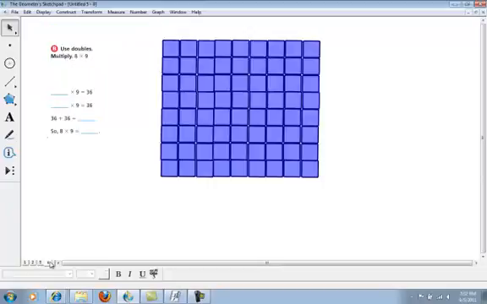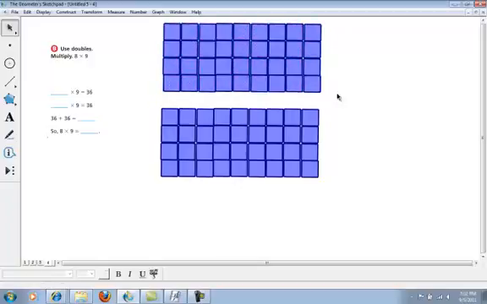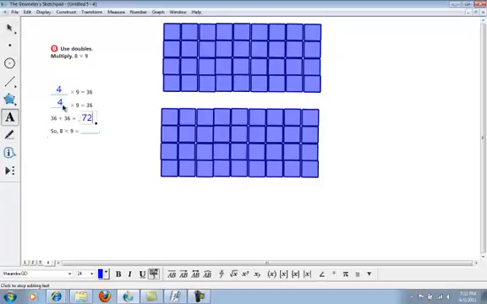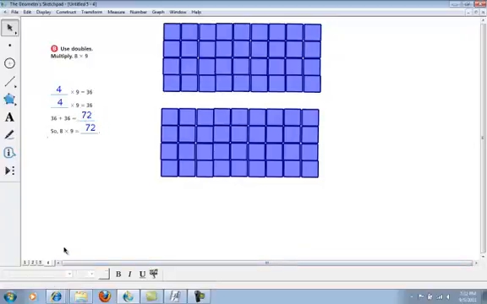Let's look at one other way. Another way to solve multiplication problems is to use doubles. 8 times 9 is a tough multiplication fact. But we know that we can split this array 8 times 9 into two separate arrays that are the same size. We're using doubles. So we can find here 4 times 9 is 36 because that's half of 8. And then I could do that again to get 36. Then I'm going to add 36 plus 36, and that gives me a value of 72. So I know that 8 times 9 is 72.